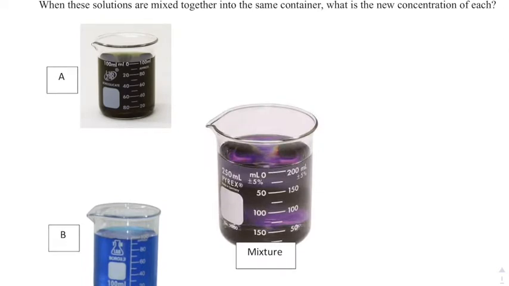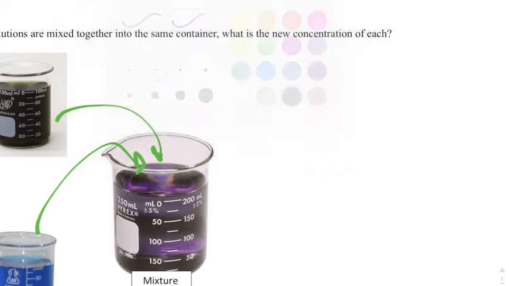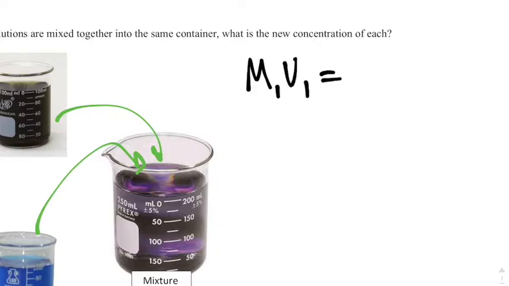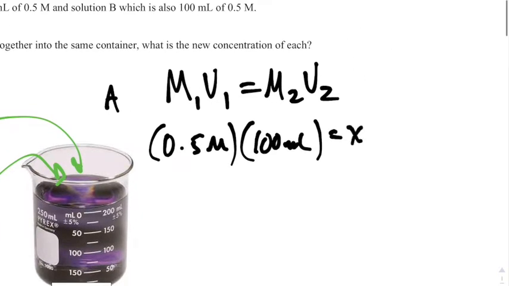So remember, solution A and solution B are going to be mixed together. And instead of being 100 milliliters of each, they're now going to be 200 milliliters of each. So from an individual standpoint, A went from 100 to 200, and B also went from 100 to 200. Now, the long form of this is M1V1 equals M2V2. We have 0.5 molarity of A that we started with at 100 milliliters, and that's going to go to X molarity at 200 milliliters.